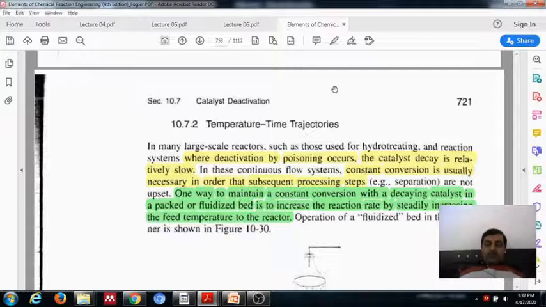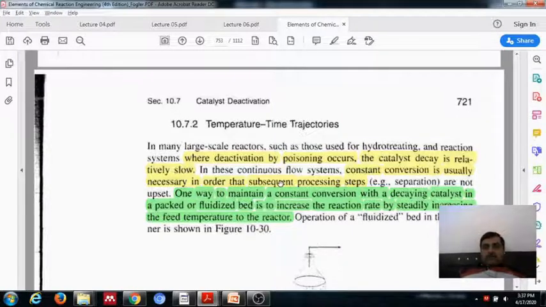So this cannot be handled when it goes to the next step, and that is where the problem occurs. If you have a constant conversion necessity, your separation is the primary step which gets hampered if that alters. We don't have a problem of reduction in activity in the reactor, but the subsequent steps which follow usually get hampered.